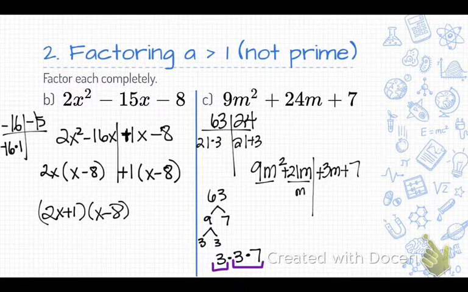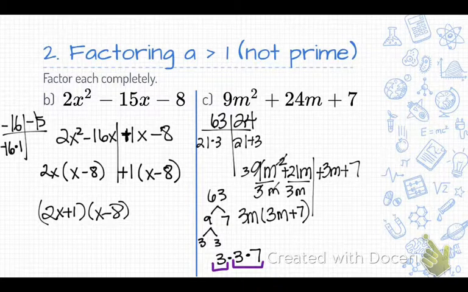M is 1, and then 3. Okay, so 3m can come out, and I'm left with 3m plus 7. Because I divided this out, that became 3. Divided this out, that became 7.